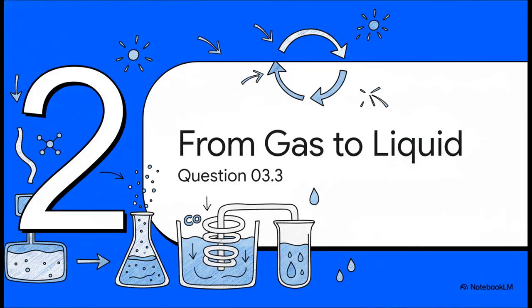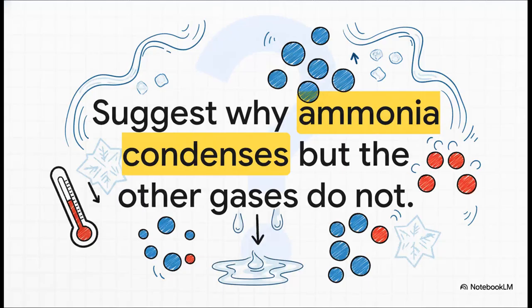Okay, so the gas mixture leaves the reactor and heads into the condenser. We can see ammonia comes out as a liquid, but the other gases just get recycled. This next question is all about the why. So what is going on here? Why does one gas decide to turn into a liquid when the others don't, even though they're all cooling down together? It's time to dig into your knowledge about changes of state.